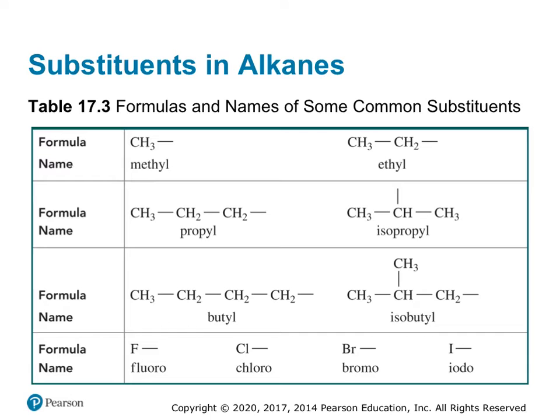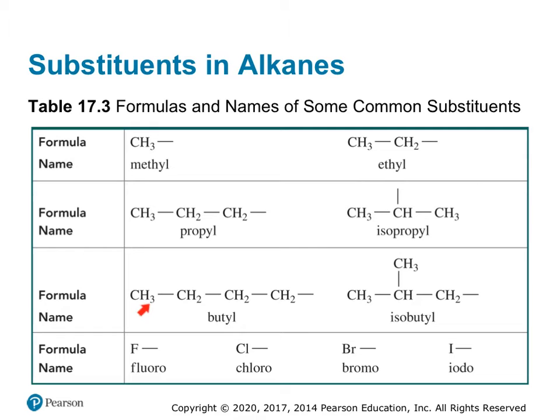If we have 3 carbons and it's attached to the middle carbon, it's known as isopropyl. You may have heard of isopropyl alcohol, and it has this similar structure with an alcohol group attached right here. This point is where it's attached to the main chain. So if it's attached to the main chain of carbons at the end, it's known as propyl. If it's attached at the middle carbon, it's known as isopropyl.